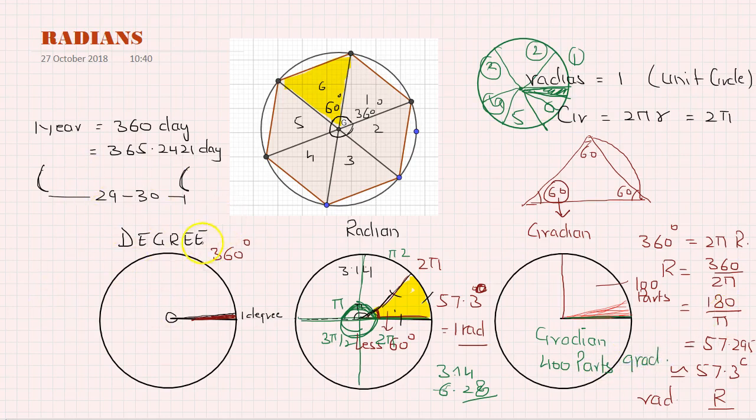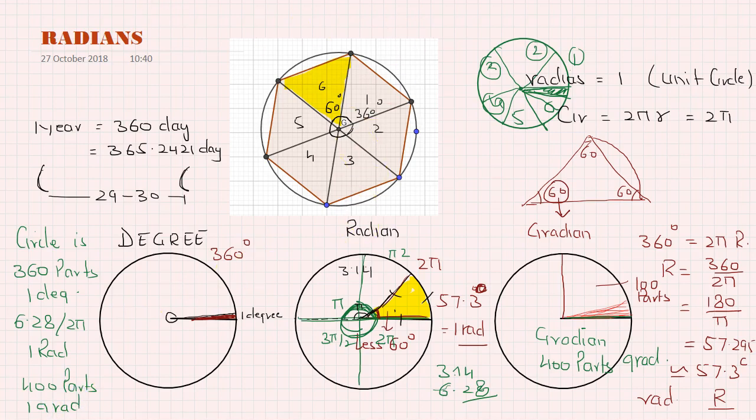So once again I am repeating, if a circle is having 360 angular parts, then one part is 1 degree. If a circle is having 6.28 or 2 pi parts, it is 1 radian. And if a circle is having 400 parts, it is 1 gradient.